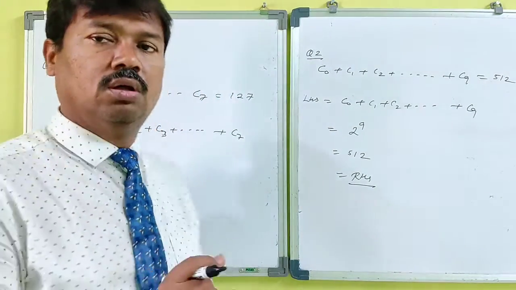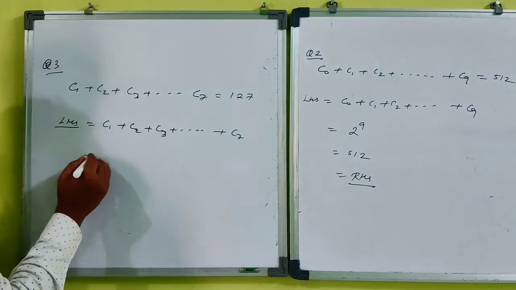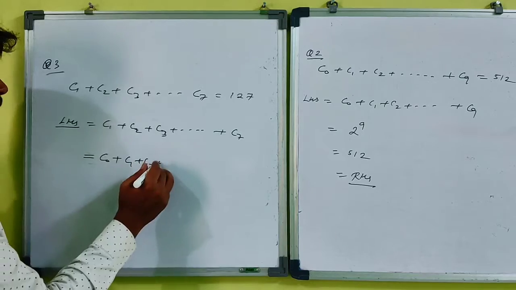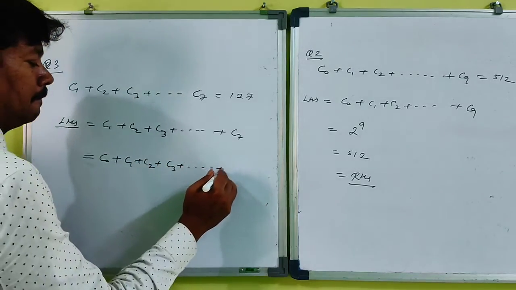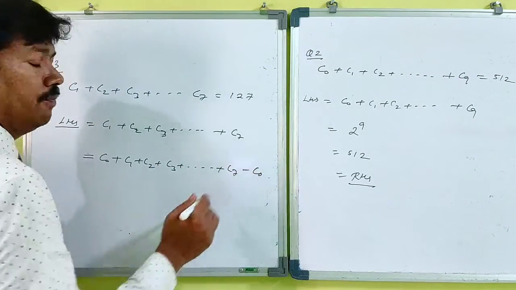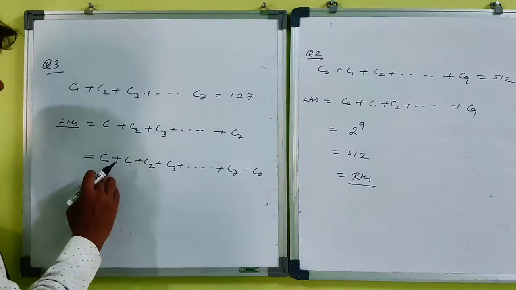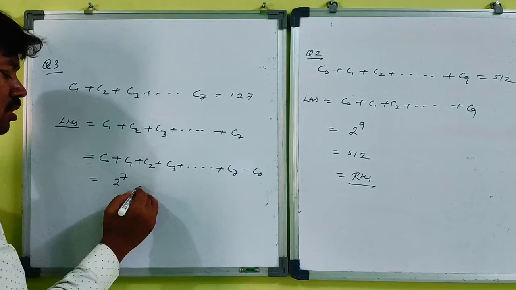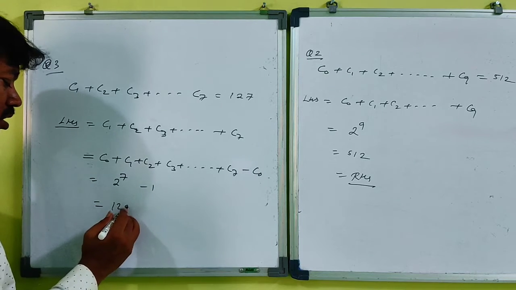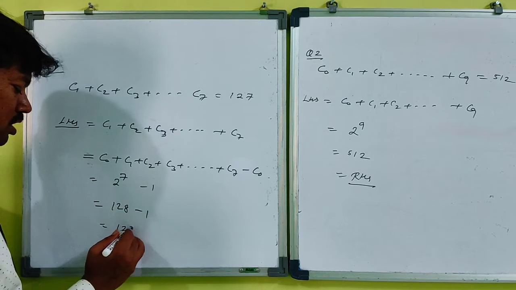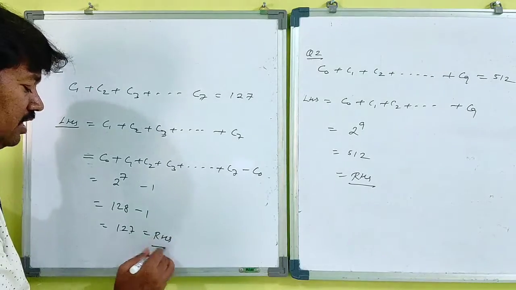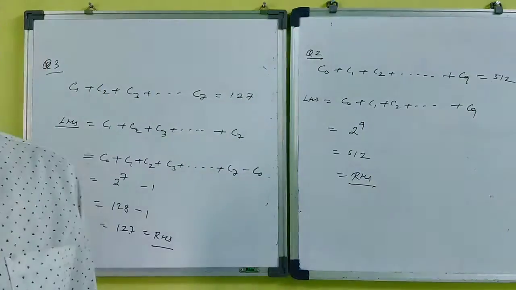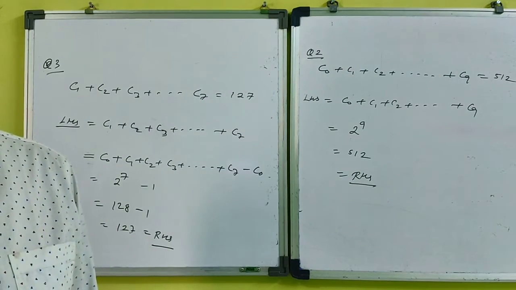So therefore, you have to add and subtract C0. C0 added and C0 subtracted. So this becomes 2 raised to 7, and C0 value is 1. So it is 128 minus 1. So it is 127, and that is the right hand side. So it's a very easy proof here. So all the rest is almost the same.